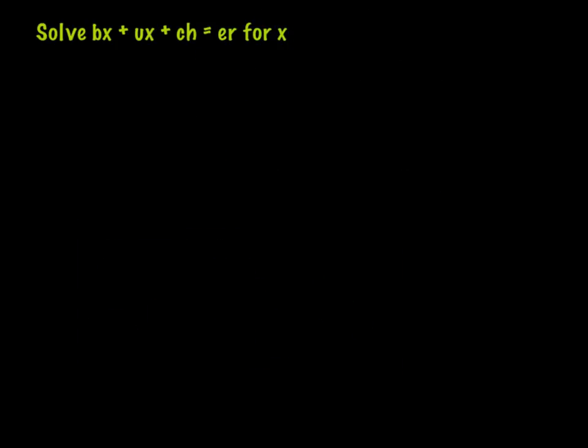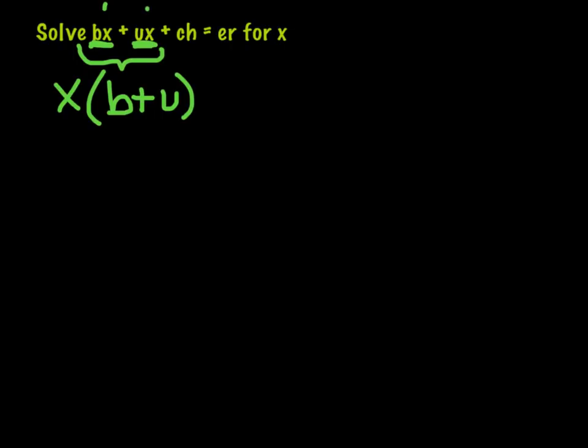Here's a fun one. We're going to solve bx plus ux plus ch equals er for x. So this one is all letters, and we need to get x all by itself. So what we want to do, and pay close attention here, we have x in 2 different terms. So we want to take these 2 terms and factor out the x. It's like the opposite of distributing. So we're going to put the x out to the side and then put b plus u. Think about that. If I were to distribute the x, I would have x times b as bx, and I would have x times u as ux. So I factor out the x, and then I have b plus u, and then plus ch equals er.